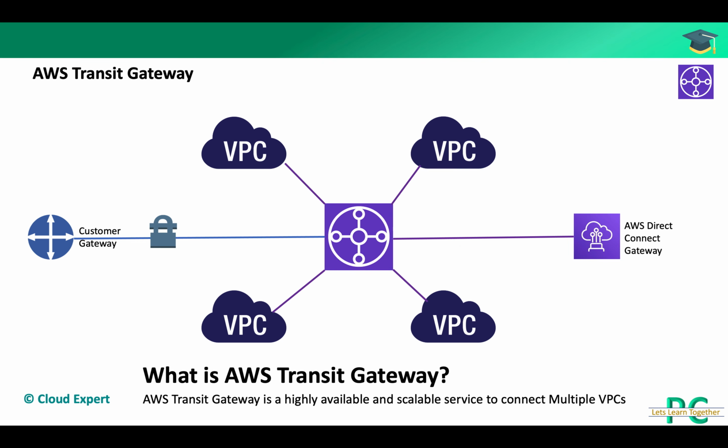So what is transit gateway? As per AWS, transit gateway is a highly available and scalable service to connect multiple VPCs. So if you provision one transit gateway, you don't have to think about high availability. You have to provision one transit gateway per region. It will be highly available and scalable. No matter how many VPCs you want to connect, it will be able to connect. It will be able to support your network topology.